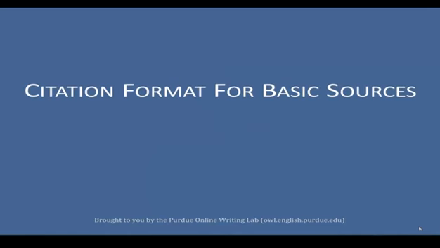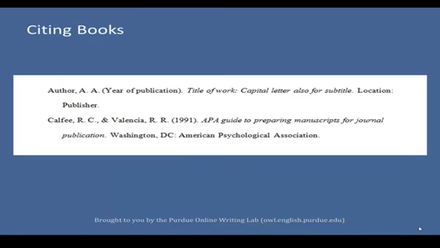Citation format for basic sources. To cite a book properly, first include the author's name, last name first, and first initial or initials, followed by a period. Include the year of publication in parentheses, followed by a period. Then, place the title of the book in italics, followed by a period. Keep in mind that APA requires that you capitalize only the first word of the title and subtitle. For more information, see our vidcast on APA reference list basics.